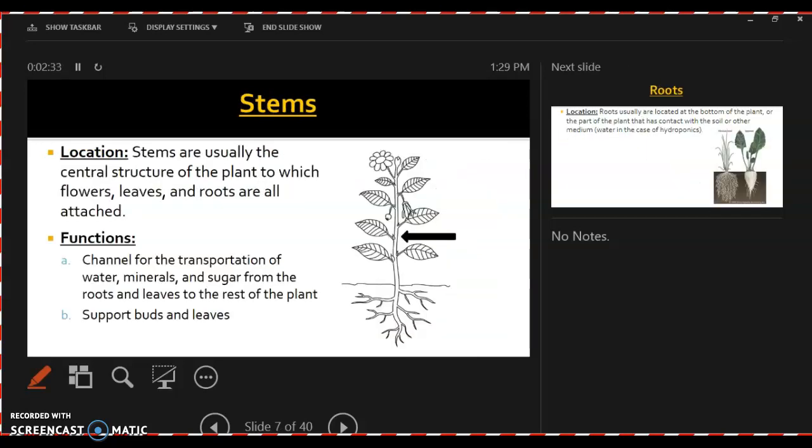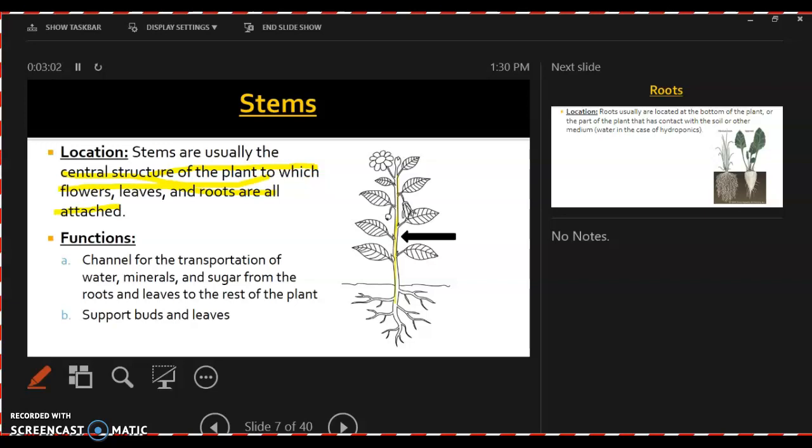Okay, so the stems. The stems are usually the central structure of the plant, to which flowers, leaves, and roots are all attached. So here you go, here is your stem. If you did not have stems, then your roots, your leaves, your flowers would not be able to attach to that plant.